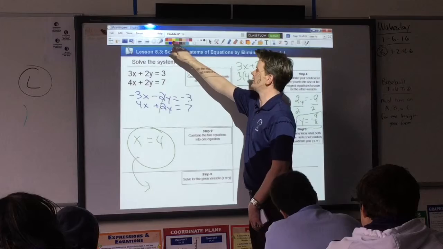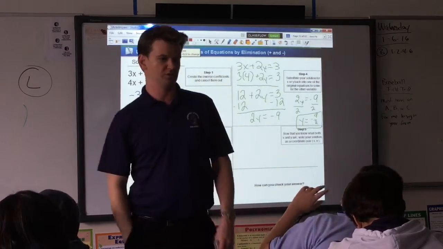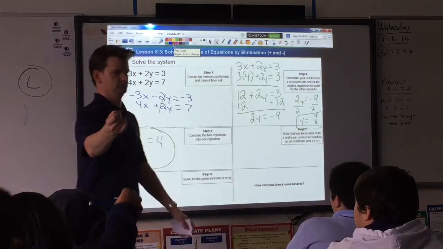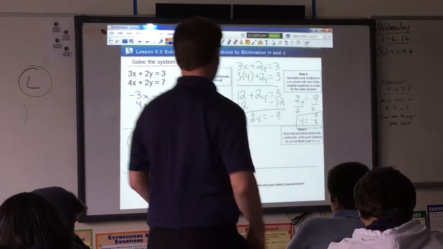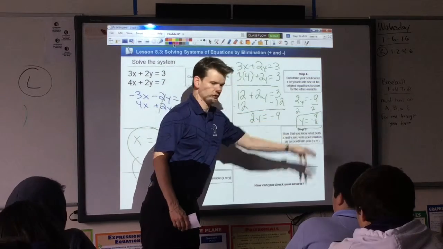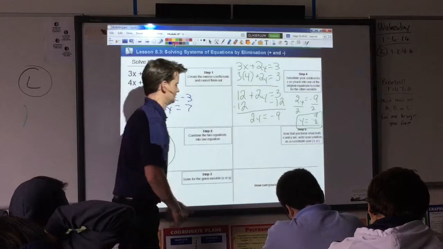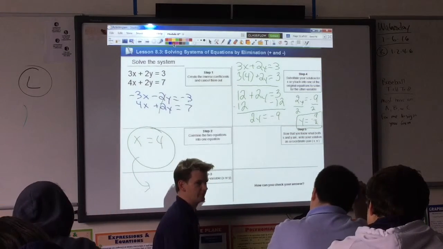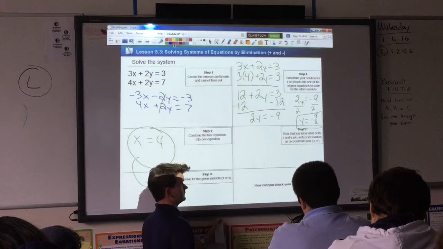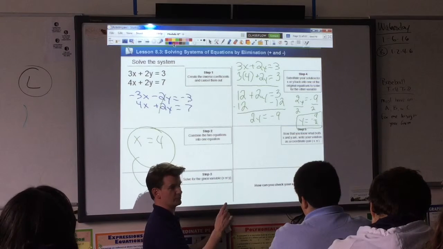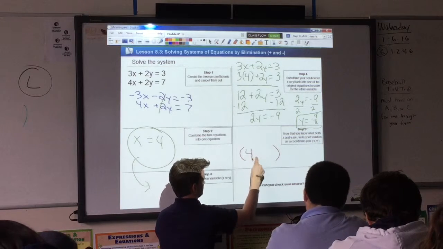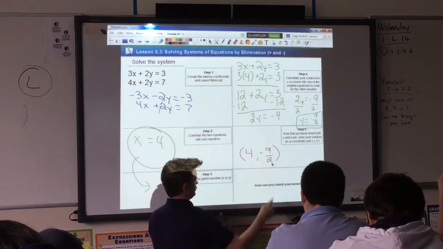So we are going to write our solution set right now. What's the solution set? You can put the negative in the middle, you can make it negative 9 over 2, whatever works for you, as long as only one of them is negative. And then my solution set is going to be what? What's my coordinate pair going to be for the solution? It's not going to be x, comma. We have two numbers. My solution will always be a coordinate pair. It'll be a number, comma, a number. 4, comma, negative 9 over 2.